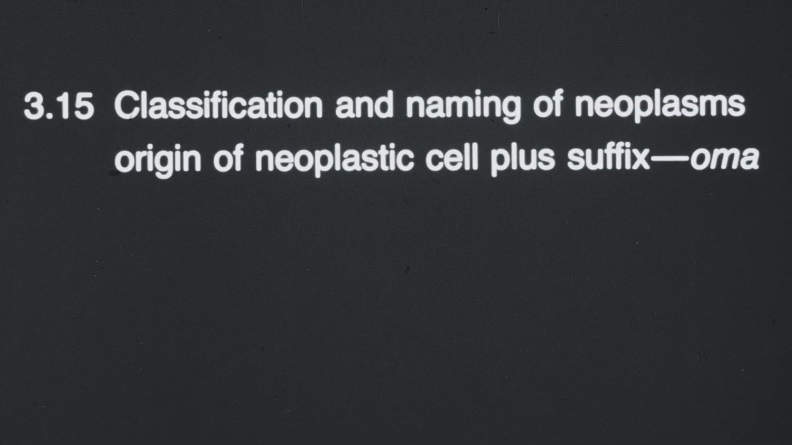The next portion of the lesson deals with how neoplasms are classified and named. Neoplasms in general are named by the origin of the neoplastic cells. The suffix OMA is added if the neoplasm is benign. For example, if a benign neoplasm arises from fibrous connective tissue, it is termed a fibroma.